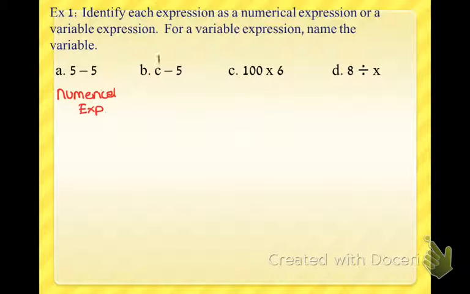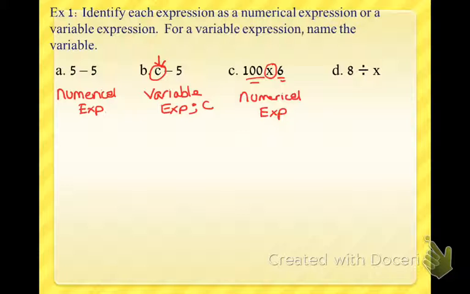B, you have a variable and a number. Because there's a variable, it's going to be a variable expression. It also asked you to name the variable. The variable is C, so you're going to put C. For C, you have 100 times 6. They're both numbers, so it's going to be a numerical expression. And there's no variables, so you don't have to put that down.